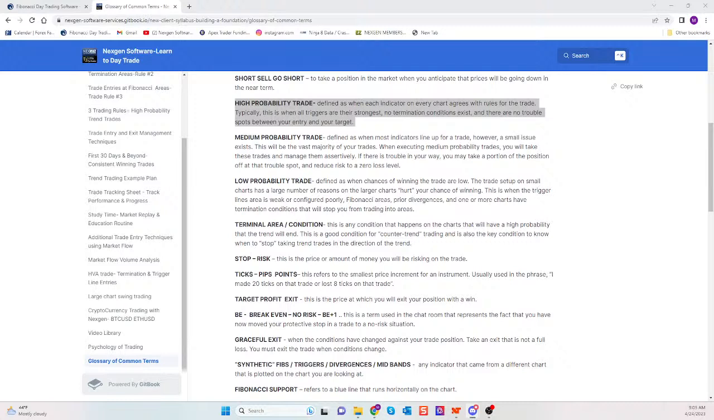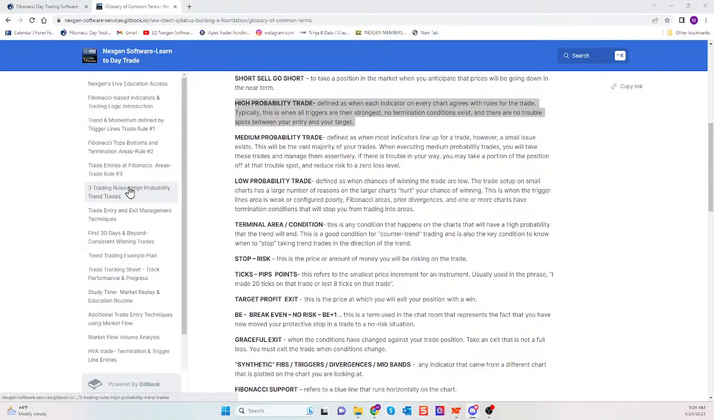And this is a trade where all charts agree. Every indicator on every chart agrees with the rules for the trade. Typically, this is when all the triggers are their strongest and no termination conditions exist, and there's room between your entry and your target. Guys, this is a trade that when you learn to execute it, and it'll take you a couple weeks to get comfortable, typically wins 70 to 80% of the time.